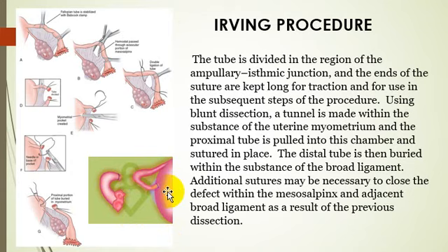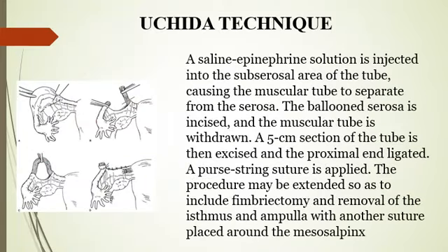Here the proximal tube has gone into the myometrium, and this is the distal portion of the tube, and the failure rate is very low in this case because they are so wide apart. But doing this procedure is quite difficult and time consuming. Then there is the Uchida technique.